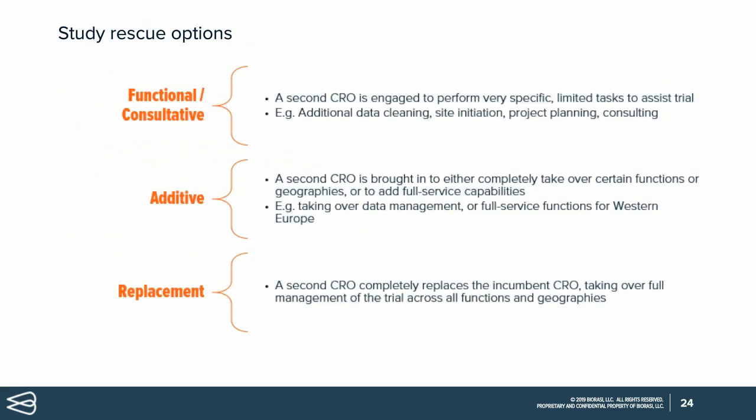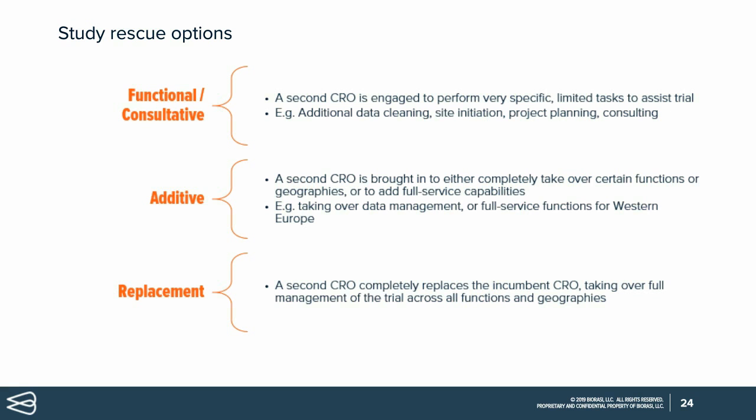So what are the options in a situation where you've decided that something needs to be done, things aren't going right, and we have to take action in order to get this study back on track, and hopefully that's done earlier on in the study because you've identified some of those red flags that we talked about. There are really three different paths generally that you can take.